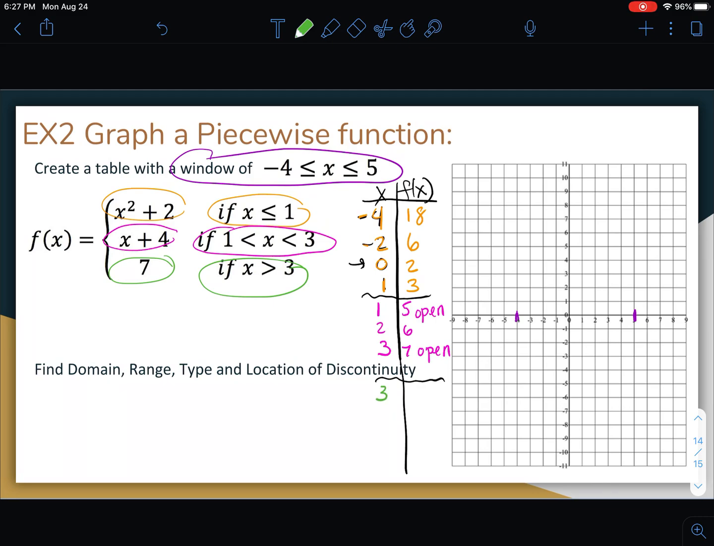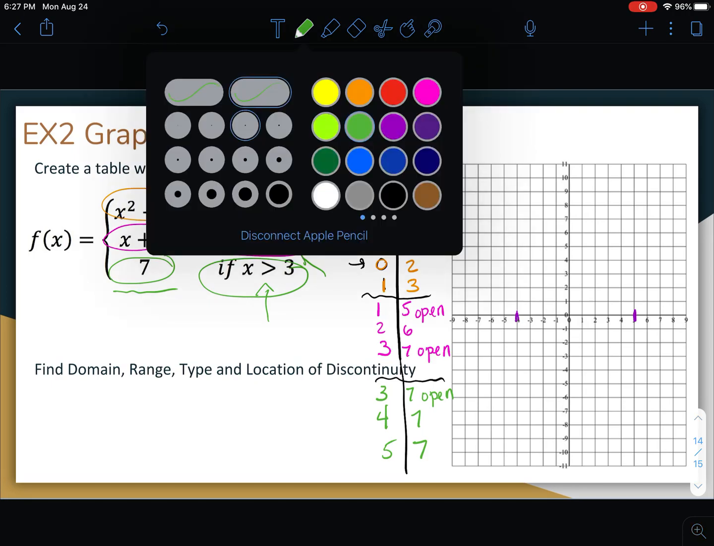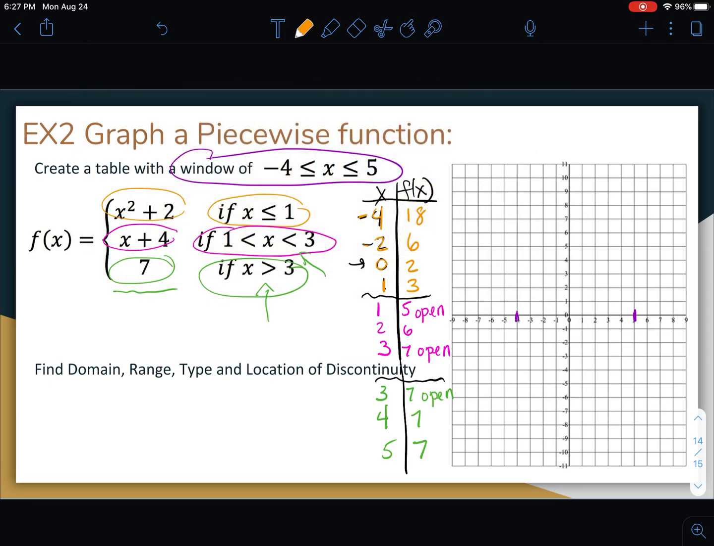Now look what this weird thing is. 3 is not included here or here. Okay, so when I plug in 3, first of all, there's nothing to plug in because there's no x value. So it's just 7, but this is open. Then if I put in 4, I get 7. If I plug in 5, I get 7. It's a constant function. So let's take a look at how this is going to look on a graph.